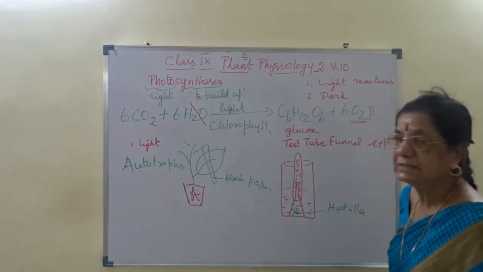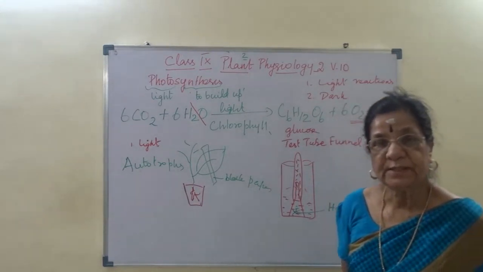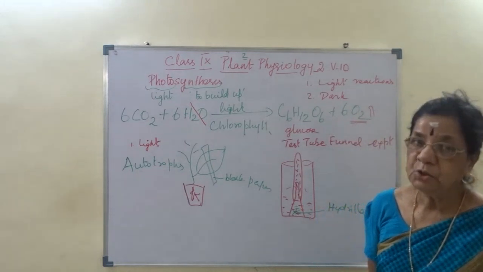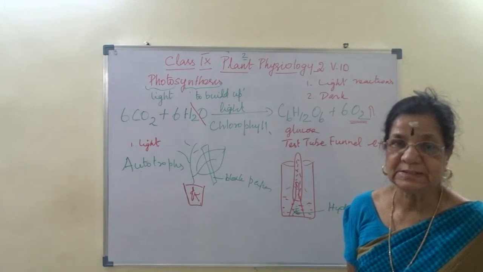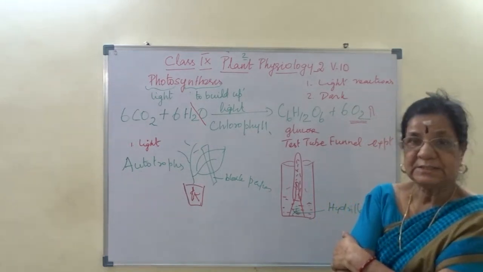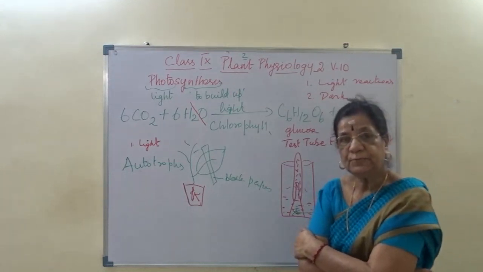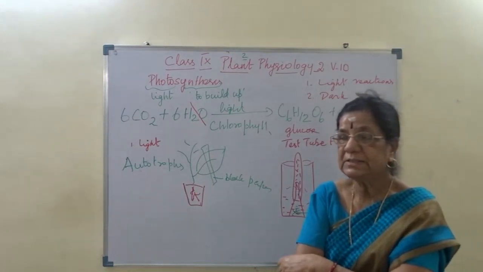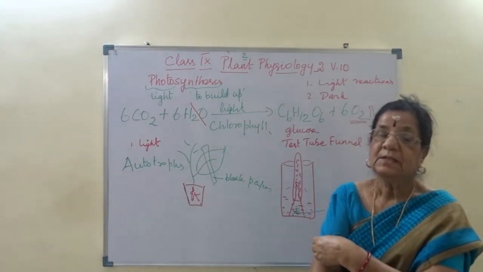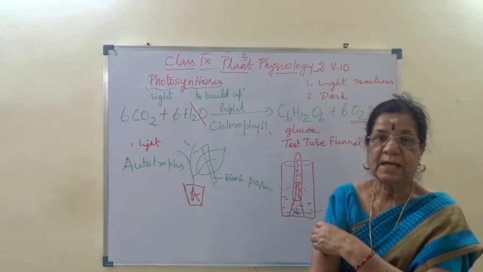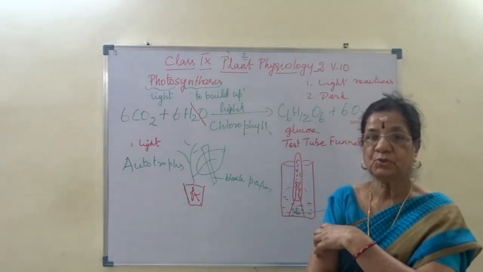C6H12O6 plus 6O2, where oxygen is evolved as a byproduct. The end products are glucose and oxygen. This glucose, on further synthesis, forms starch or carbohydrate. Light and chlorophyll are the essentials of photosynthesis, whereas carbon dioxide and water are the raw materials for photosynthesis.